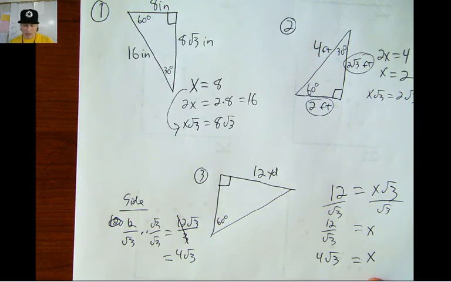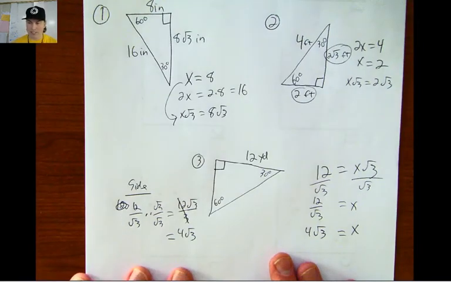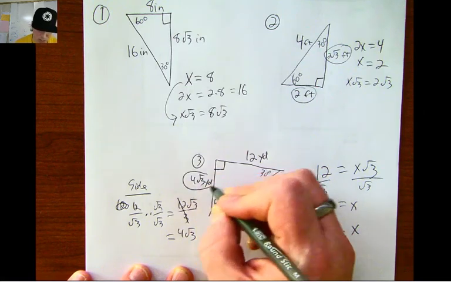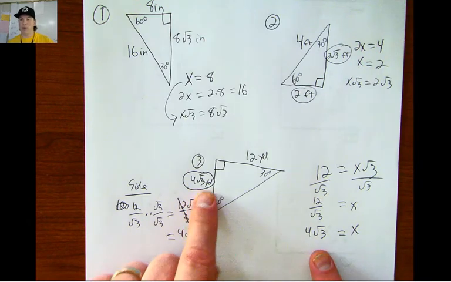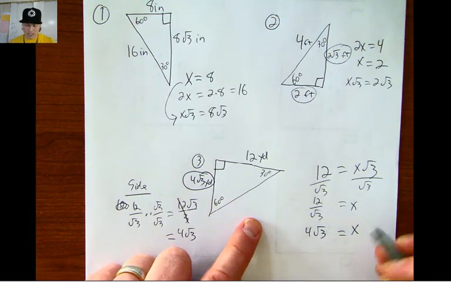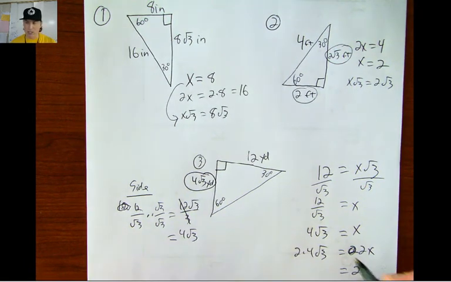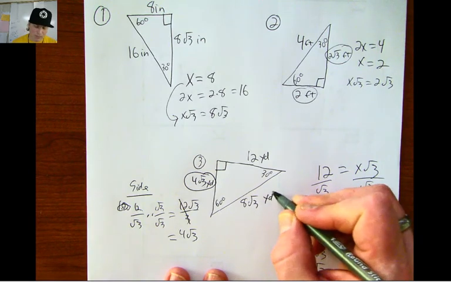And that gave me the side opposite the 30 degrees. So the side opposite the 30 degrees is 4 root 3 yards. And then last one, if the x is 4 root 3, the side opposite the 90 is going to be 2x. So I'm going to multiply both sides of this equation by 2. So 2x equals 2 times 4 root 3. And as everybody knows, 2 times 4 root 3 is 8 root 3. So the hypotenuse ends up being 8 root 3 yards.